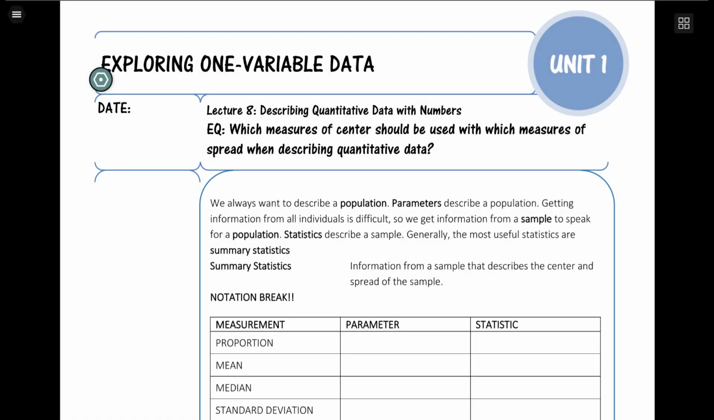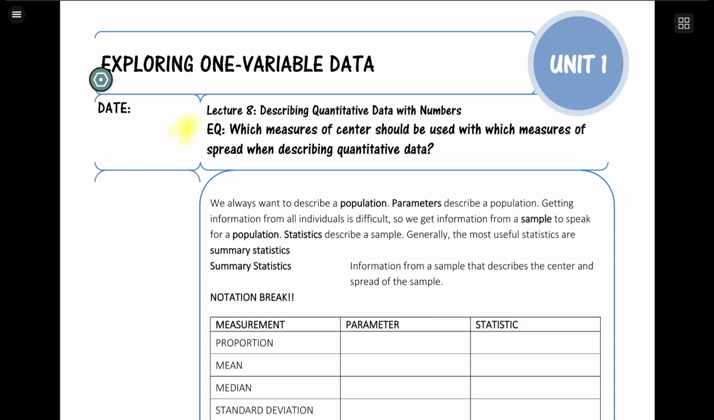Hey everybody, it's time to get into Lecture 8, which is all about describing quantitative data with numbers. So we can get around having to graph things for at least a little while. Our EQ for today is really a big idea that is assessed a bunch on the AP test, and that is which measures of center should be used with which measures of spread whenever you're describing quantitative data.